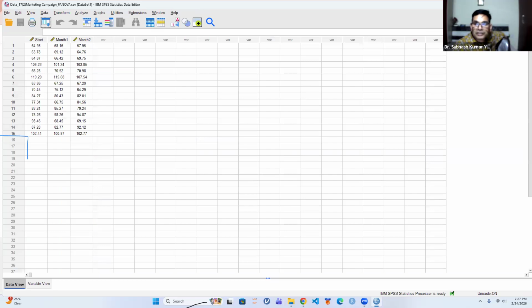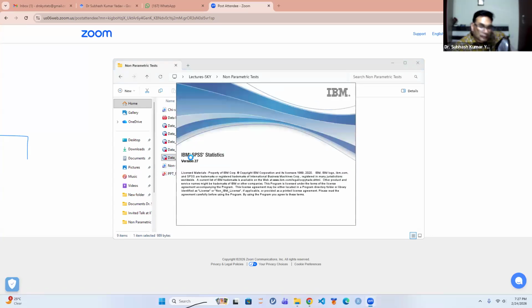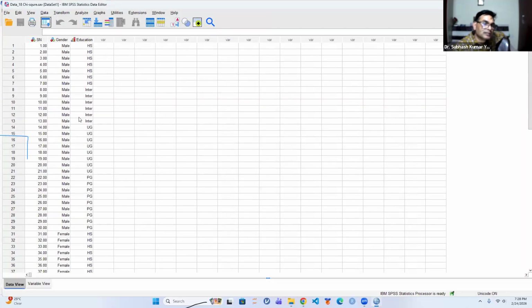Now the last one, that is the chi-square test. So let us perform this one, chi-square for association of attributes. Here we have taken an example where we have gender, having male and female, and another variable, education, having High School, Intermediate, UG and PG as the categories. You can see here that 1 is for male and 2 is for female. So let us perform this.